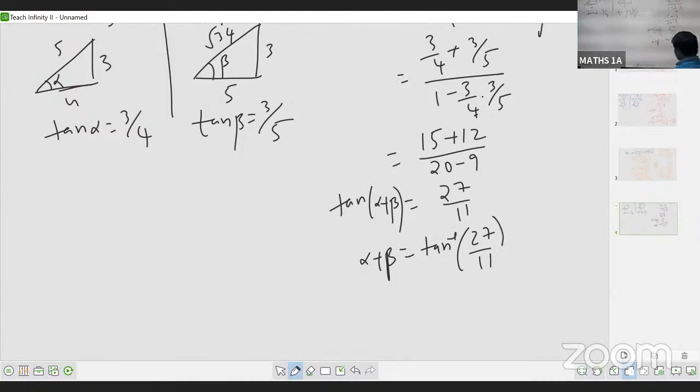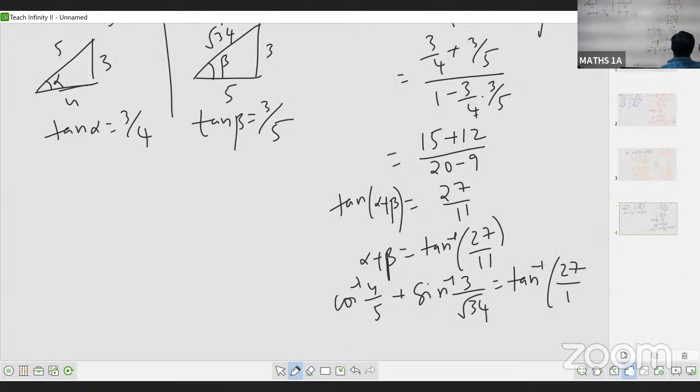What is alpha we considered? Cos inverse 4 by 5. Yes, what is beta we considered? Sin inverse 3 by root 34. So the sum is tan inverse 27 by 11. So very, very important sums.